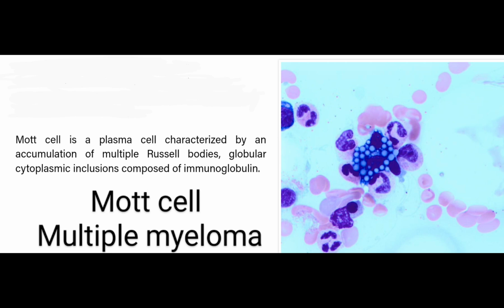Then the next image is of Mott cells. Mott cells are found in multiple myeloma. A Mott cell is a plasma cell characterized by accumulation of multiple Russell bodies, globular cytoplasmic inclusions composed of immunoglobulin. Basically, the Mott cell is in multiple myeloma. The immunoglobulin inclusions are there in the cytoplasm. The globular inclusions are there, and that is known as Mott cells.